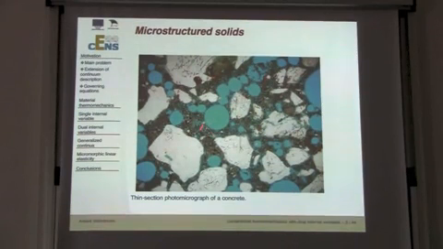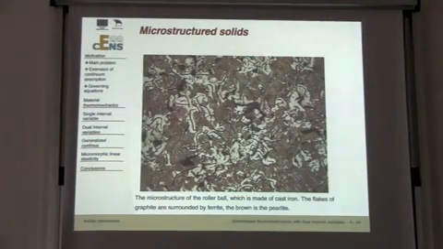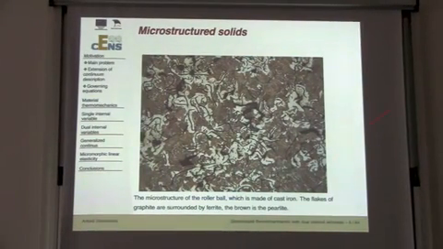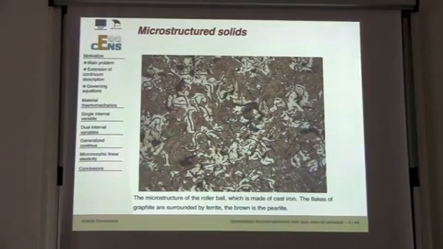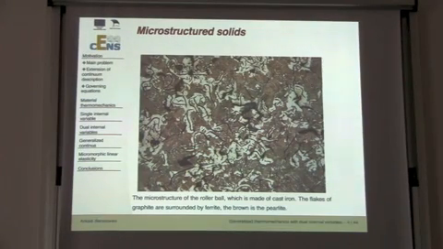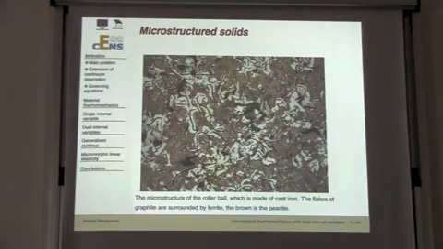You can see different kinds of inclusions in concrete. And then this is probably a more complicated case because it is the microstructure of a roller ball. This is cast iron. And you can see the flakes of graphite surrounded by ferrite, and this is pearlite somehow.